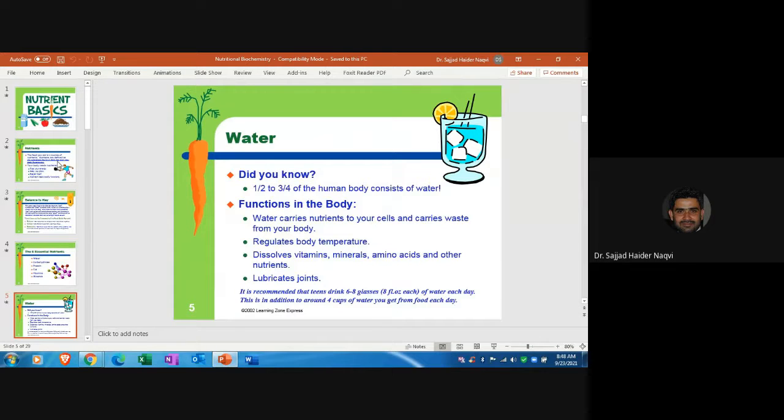According to the studies, it is recommended that a teen normally drinks 6 to 8 glasses of water per day, which is about 8 ounces each. And this is in addition to around 4 cups of water you get from the food each day. So that means there is some amount of water that you are taking with the food. And then on top of this, it's recommended to have 6 to 8 glasses of pure water to be taken in a day.